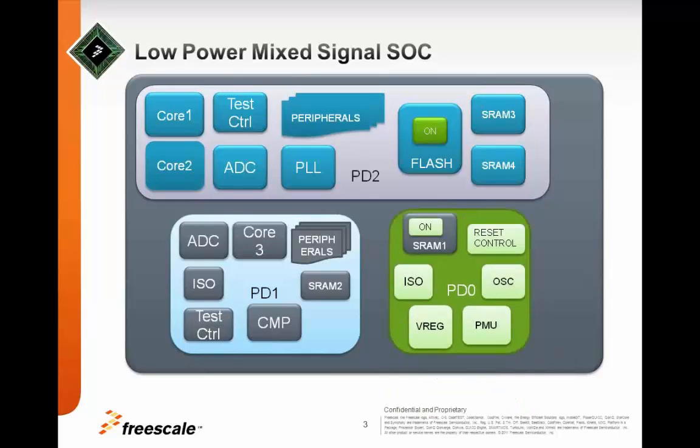So here is an example of a low power mixed signal SoC having 3 power domains. PD2 is the high performance domain with multiple cores and on-chip flash. Then we have PD1, which is the low power subsystem having a lightweight core as well as analog and digital peripherals. PD0 is the always-on domain having the complex power management control and monitoring units as well as primary clock sources such as oscillators, IRCs, etc.